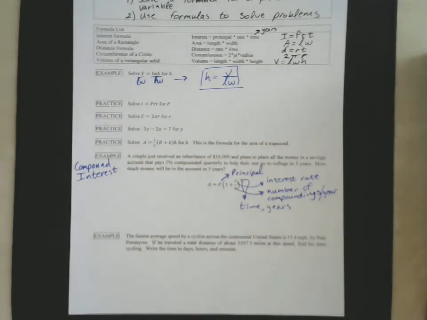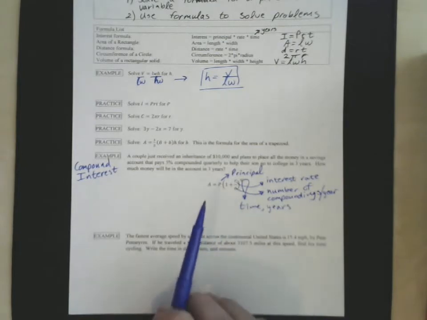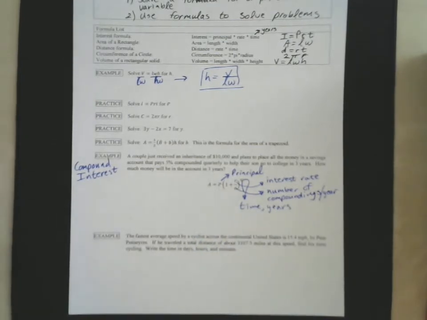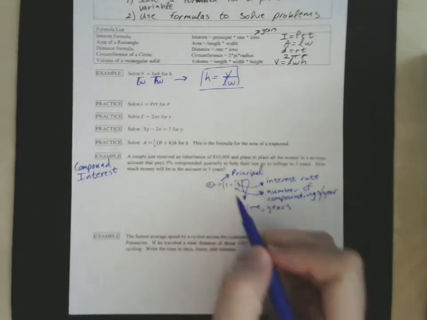And so we want to figure out what we need to do here. It says a couple just received an inheritance of 10 grand and plans to place all the money in a savings account that pays 5% compounded quarterly to help their son go to college in 3 years. How much money will be in the account in 3 years? So here we're actually looking for A.